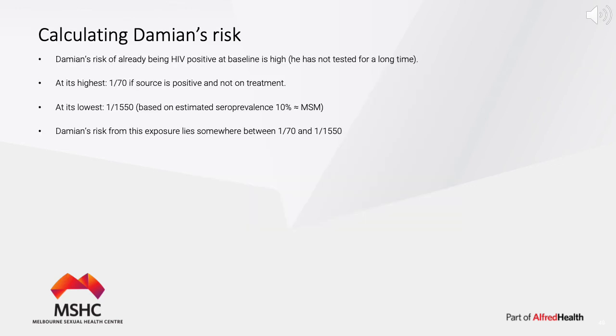Okay, he's already at high risk for HIV because he actually hasn't had a test in the last 3 years. So basically we need to talk to him about the importance of testing. Based solely on his risk exposure, his risk lies somewhere between 1 in 70 and 1 in 1550. Because if we look at his previous risk, 1 in 70 is if that person is HIV positive and ejaculates in his bottom, and 1 in 1550 if the source is of unknown status and withdraws before ejaculation. So that's the risk of transmission.